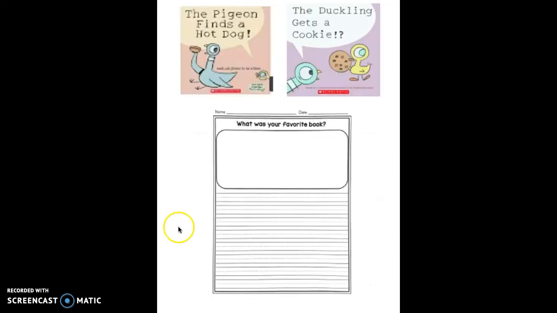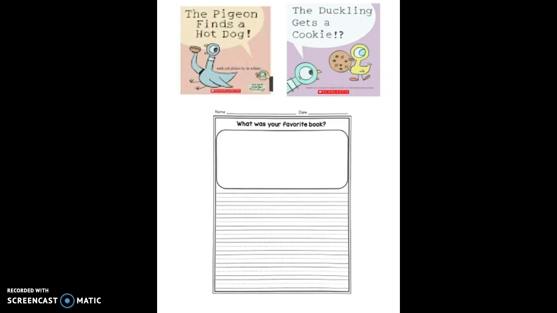So let's look at our paper. The question at the top is, what was your favorite book? So the two books that we're talking about that you can select from are The Pigeon Finds a Hot Dog or The Duckling Gets a Cookie. So think for a minute, which one of those books was your favorite?